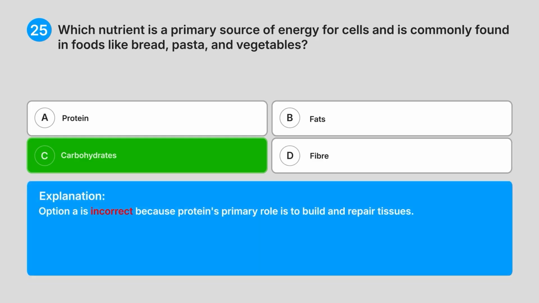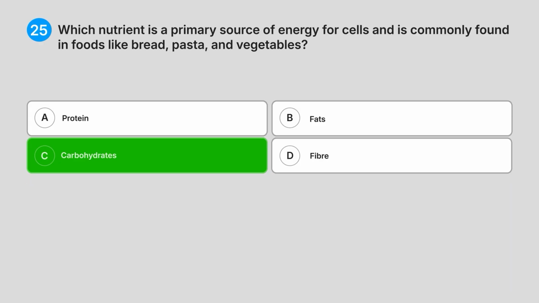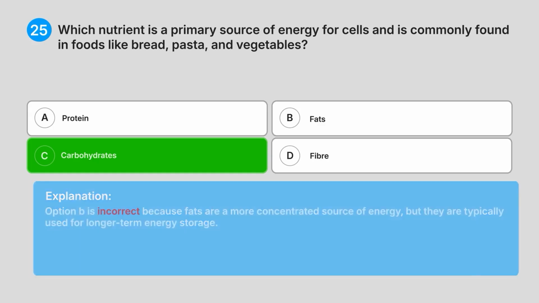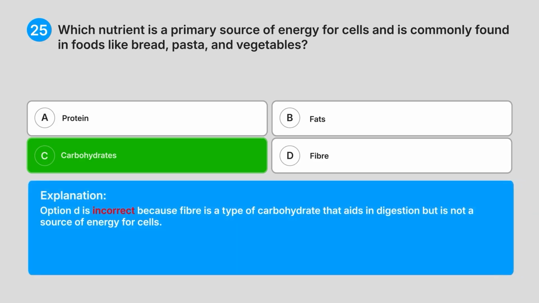Option A is incorrect because protein's primary role is to build and repair tissues. Option B is incorrect because fats are a more concentrated source of energy, but they are typically used for longer-term energy storage. Option D is incorrect because fiber is a type of carbohydrate that aids in digestion but is not a source of energy for cells.